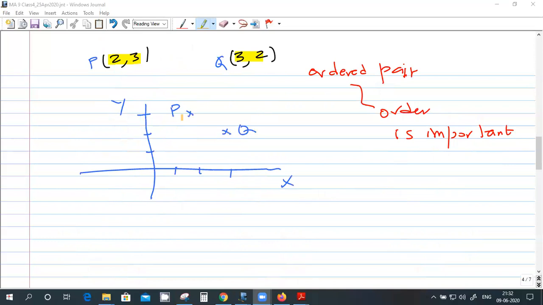And it's an ordered pair. You cannot interchange them: 3, 2 is not the same as 2, 3. They are at different points. 3, 2 will be like here, and if we interchange, it will go to a different point. So the order of the numbers is important. It's called an ordered pair where the order is important.